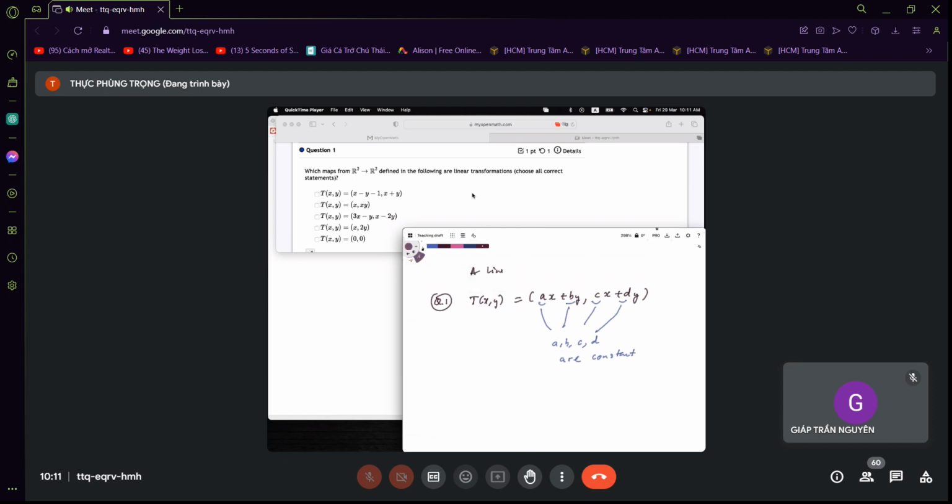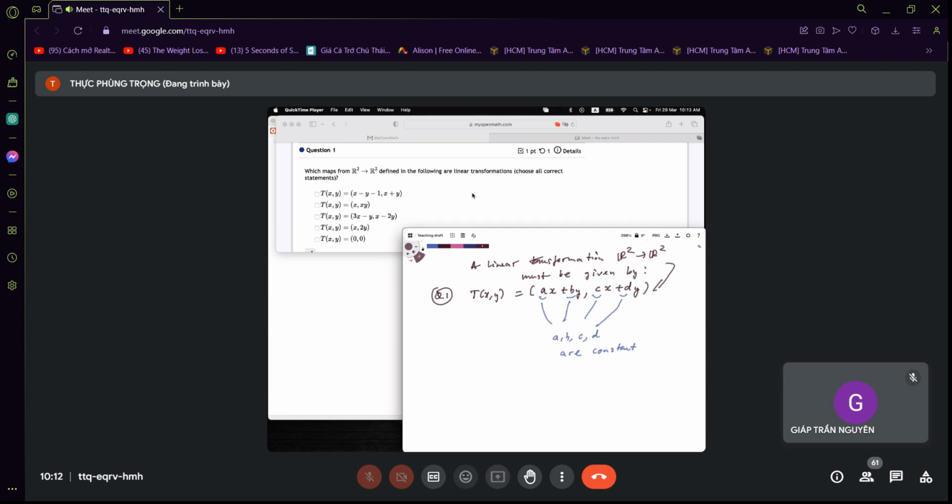A linear transformation from R2 to R2 must be given by the following formula. Therefore, the answer we have, if you knew this, is the last one, this one.